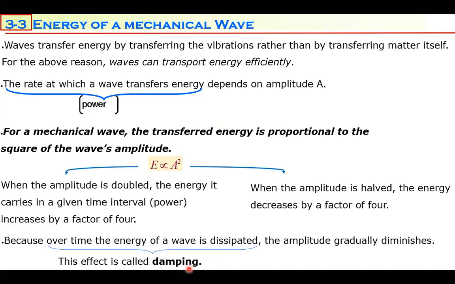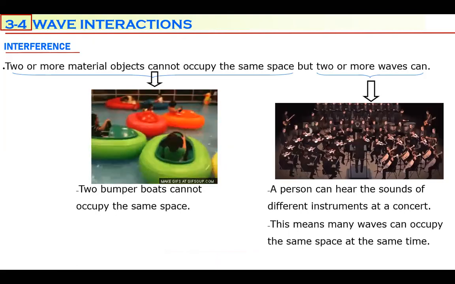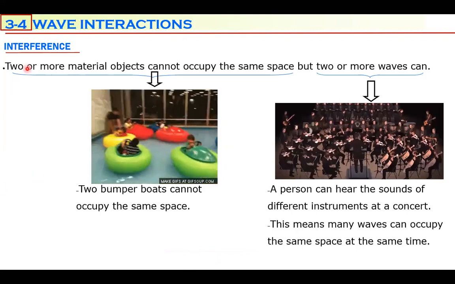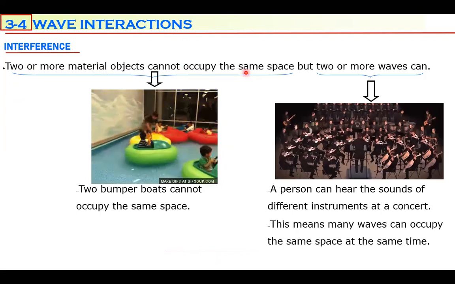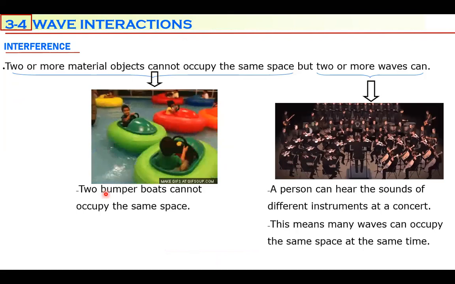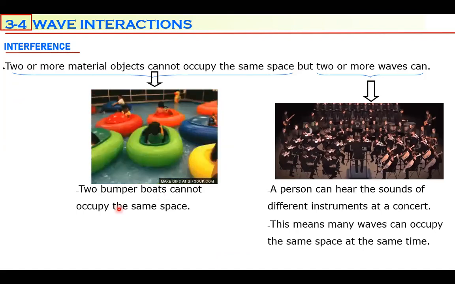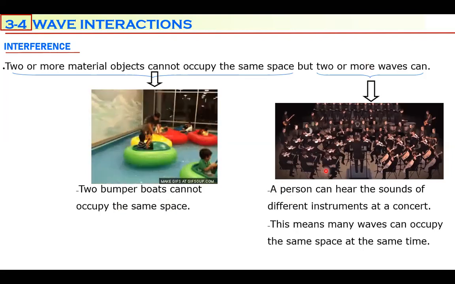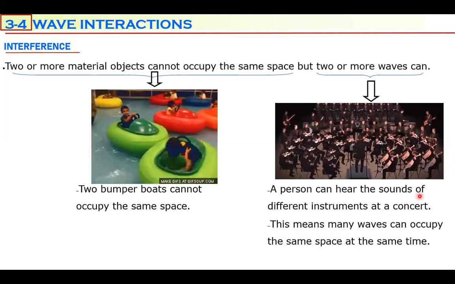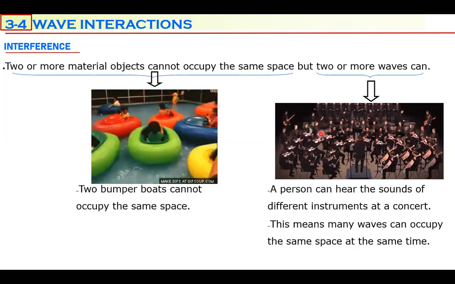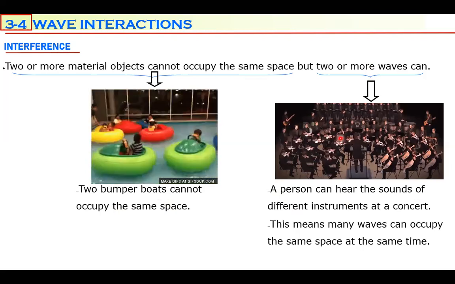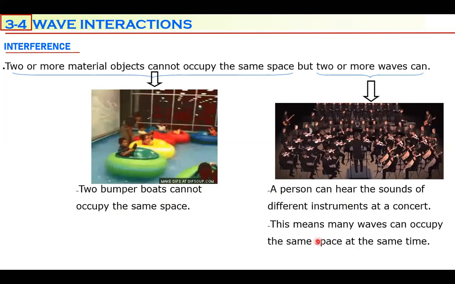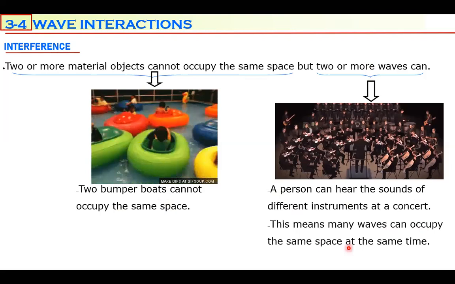All right, I will continue with section 4, which is about wave interactions, yani interference. First, we should know that two or more material objects cannot occupy the same space. As you see, two bumper boats cannot occupy the same space, but waves are not like this. Two or more waves can occupy the same space. So a person can hear the sounds of different instruments at a concert. How? Because the wave from each sound can occupy the same space in your ear. This means many waves can occupy the same space at the same time.